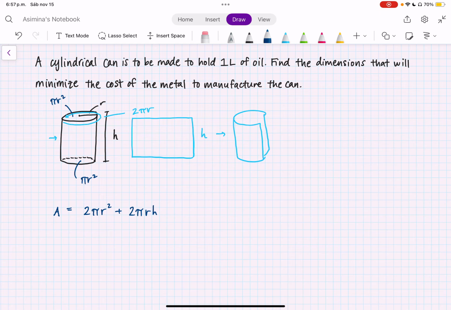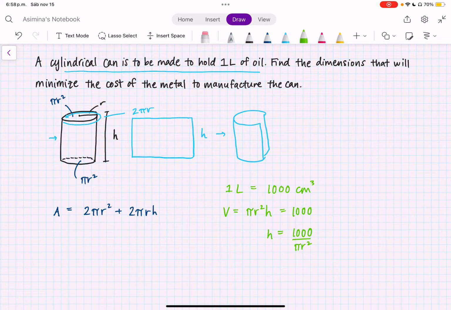What other information are we given about this? We're given that the cylinder can is made to hold 1 liter of oil. So note that 1 liter is equal to 1,000 centimeters cubed. Now, if the can holds this much oil, what are we measuring? We're measuring volume. So what is the volume of a cylinder? The volume of a cylinder is pi r squared h. And we know that this is equal to 1,000 centimeters cubed. Great, now we can solve for h by dividing 1,000 by pi r squared.